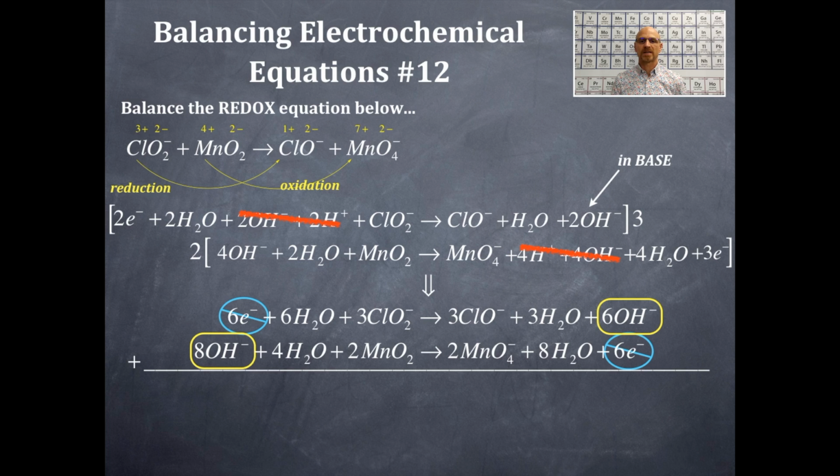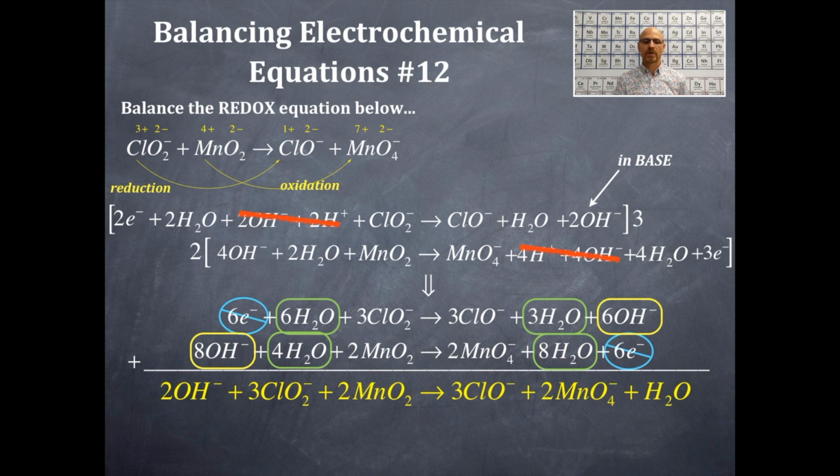Then there's something else that's similar, and that is the water molecules. There's 6 plus 4, that's 10 waters on the reactant side. There's 3 plus 8, that's 11 waters on the product side. There's going to be a net of 1 water molecule on the product side. There are no other similarities, so I'm going to drop everything else down. And that's what I get.